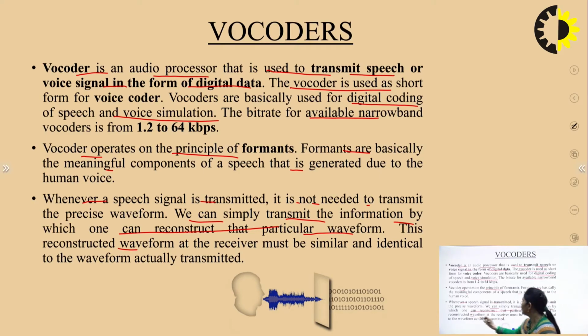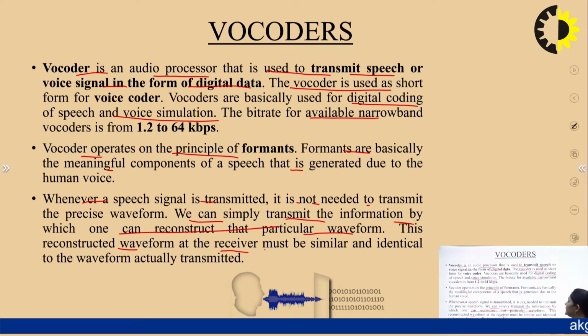This reconstructed waveform at the receiver must be similar. Obviously, if we are transmitting only the important points, the information retrieved at the receiver should be the same as that transmitted. So the waveform at the receiver must be similar and identical to the waveform actually transmitted. As you can see in this picture, a person is speaking. In between we have a vocoder, and it is converting this audio signal into digital form. This is the function of the vocoder.